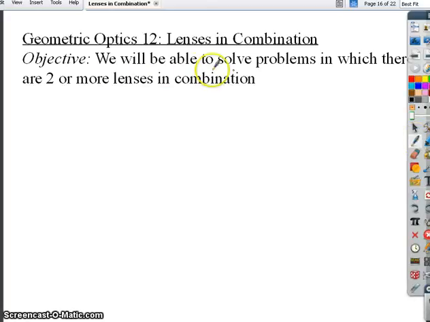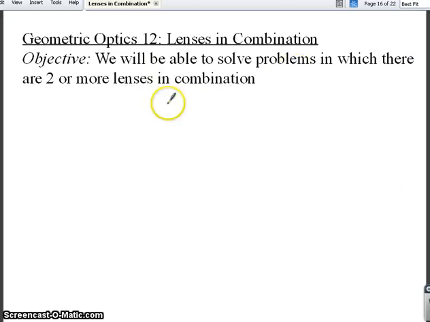Today we'll be able to solve problems in which there are two or more lenses in combination. Well, we're actually not going to solve problems, but we're going to look at problems and how to look for tricks and how to solve them. I'm not going to actually solve any problems because you can do that in class or for your homework.